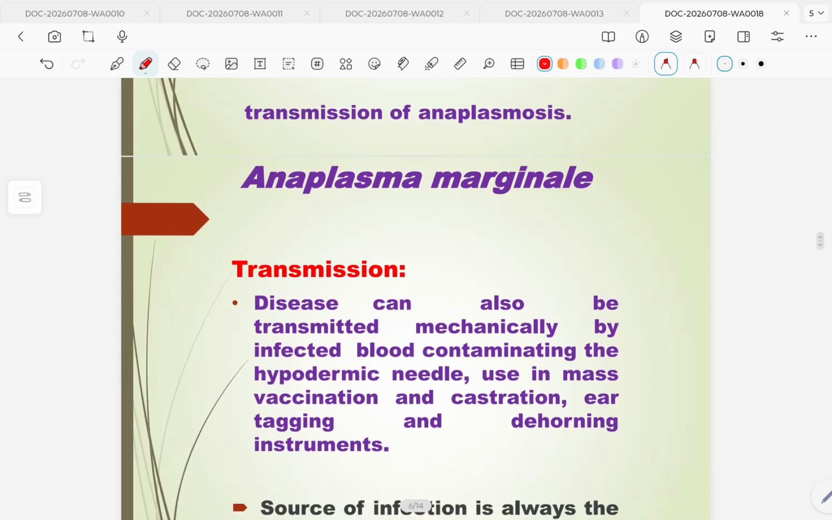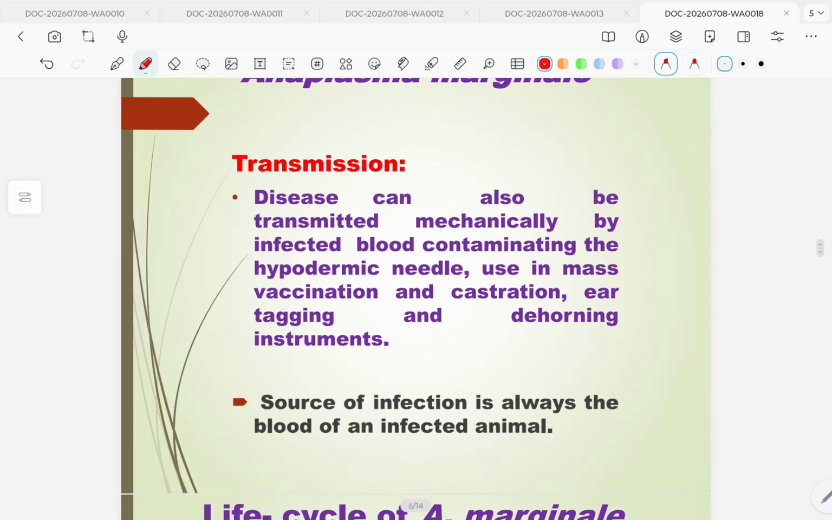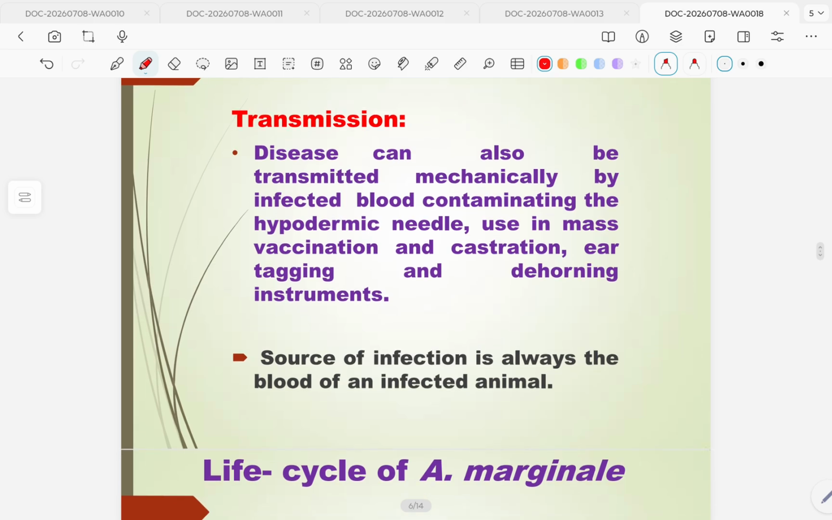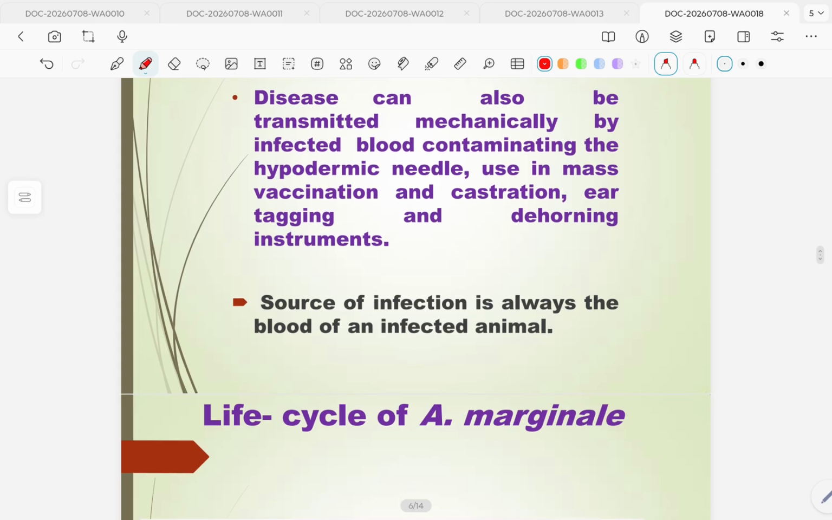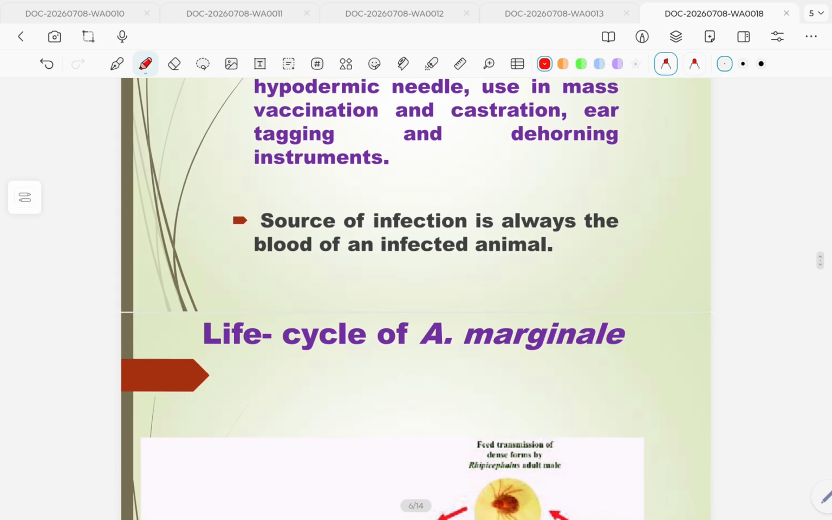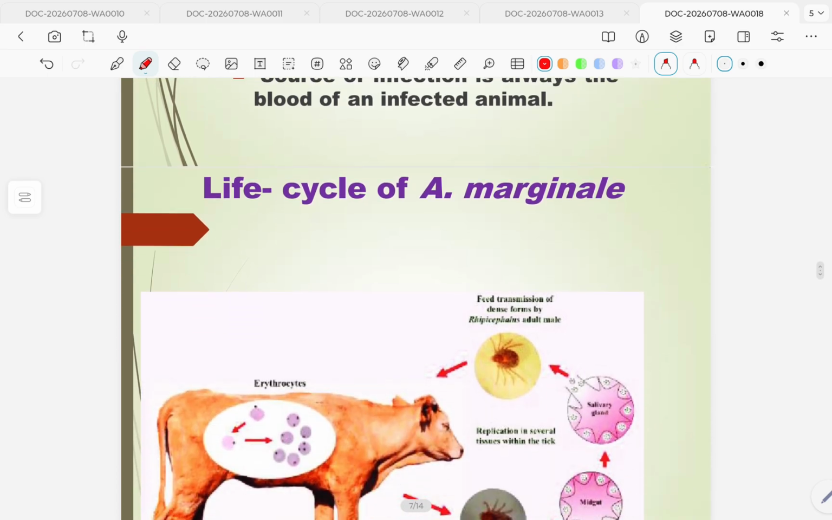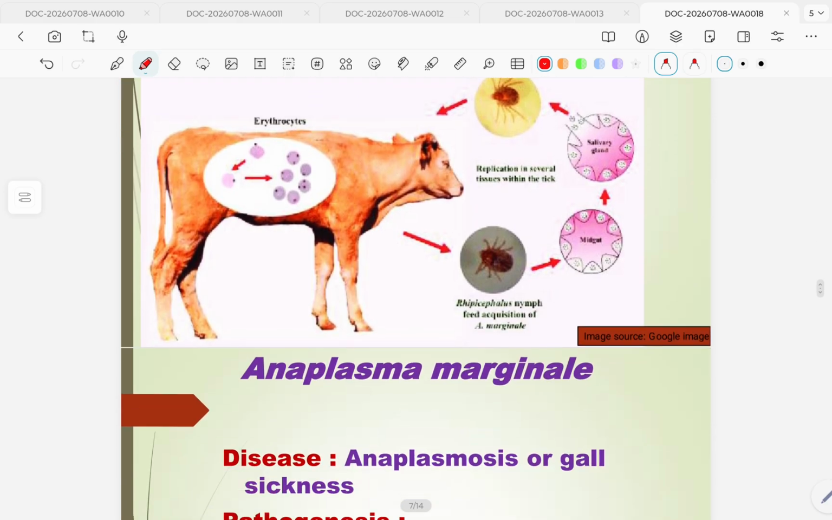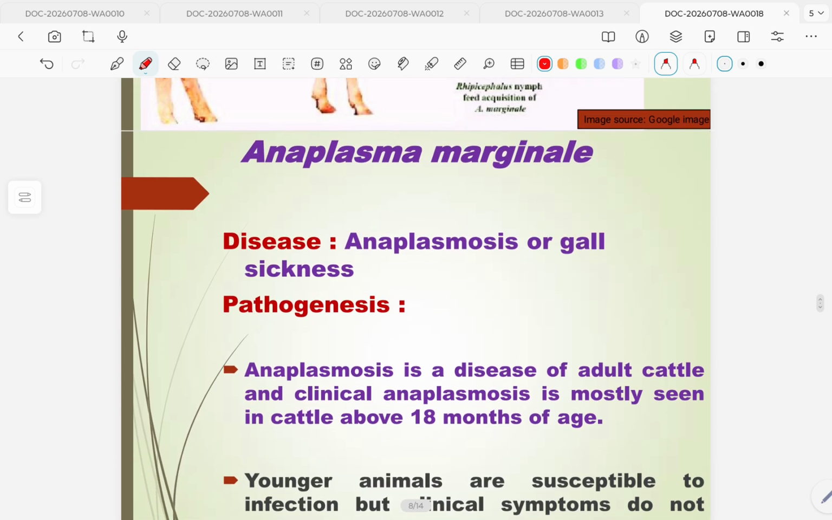Anaplasma marginale transmission: the disease can also be transmitted mechanically by infected blood contaminating the hypodermic needle used in mass vaccination, and castration, ear tagging and dehorning instruments. The source of infection is always the blood of an infected animal. Life cycle of Anaplasma marginale. Disease: anaplasmosis or gall sickness.